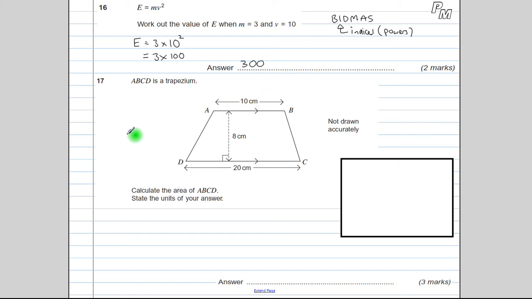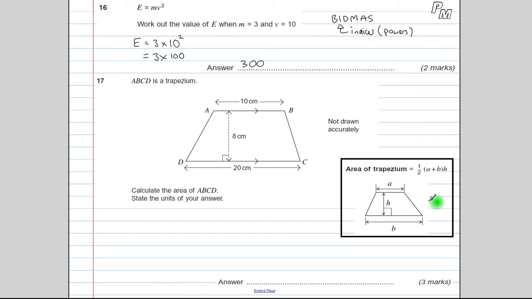Question 17. ABCD is a trapezium, and we want to calculate its area. And it says here, state the units of your answer. Now, in the formula book, you are given this. And it says the area of a trapezium is half (a plus b) h. So you don't have to remember it, but you do have to understand how to apply it.